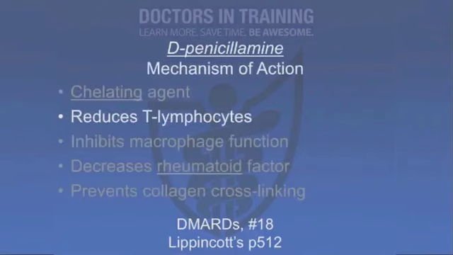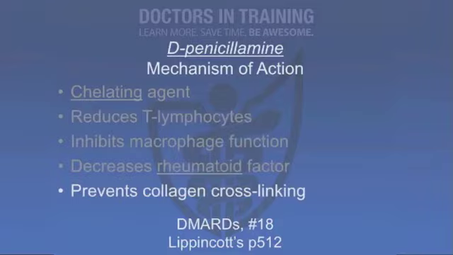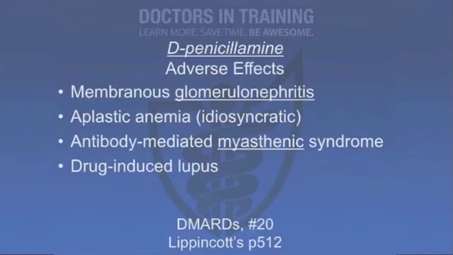It decreases the number of T lymphocytes. It blocks macrophage function. It also decreases rheumatoid factor. It also blocks collagen from cross-linking. Some of the adverse events associated with D-penicillamine include membranous glomerulonephritis, aplastic anemia, antibody-mediated myasthenic syndrome, and drug-induced lupus. So with this one, make sure you monitor CBC, and you want to make sure you monitor a urinalysis also to see if patients are having any type of dysmorphic red cells, because remember I said that they can have membranous glomerulonephritis.